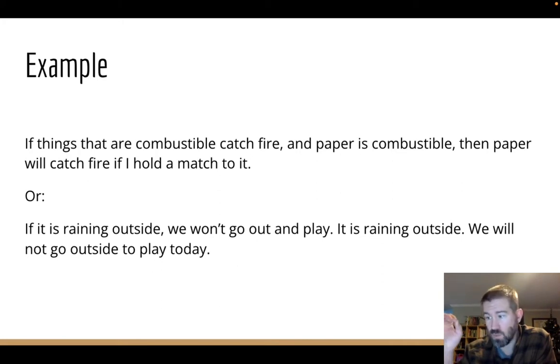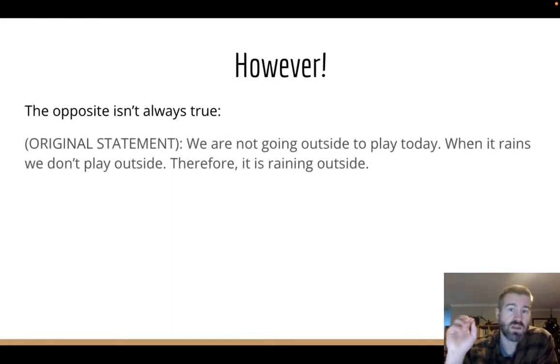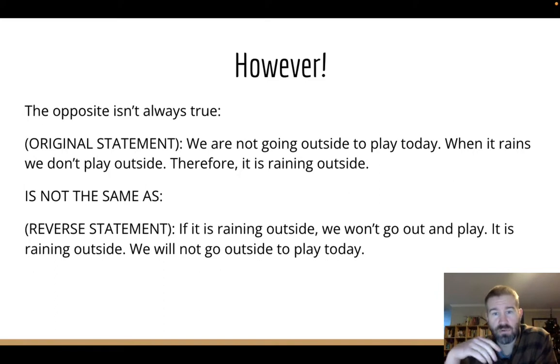Now, it's worth noting that the opposite is not necessarily true. What we need to be aware of is we can't just flip these things around and expect it to still make sense. So if I look at the opposite of that original statement, we would say we are not going outside to play today. When it rains, we don't play outside. Therefore, it is raining. Now, that might be true in some circumstances, but it could be the zombie apocalypse, right? There might be other reasons that we decide not to go outside and play. So again, we want to make sure that the order is correct, because this reversed statement, we are not going outside to play today, is the opposite of the reverse, which is what we looked at in the previous slide.